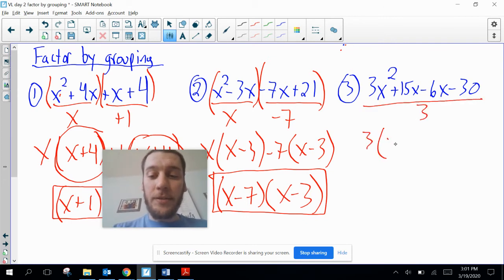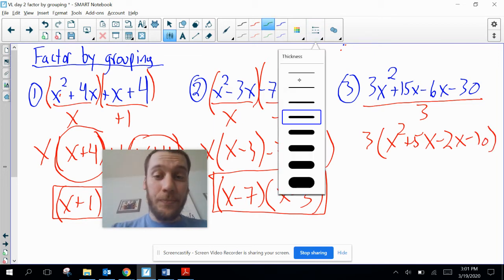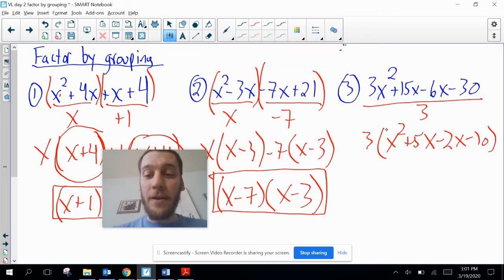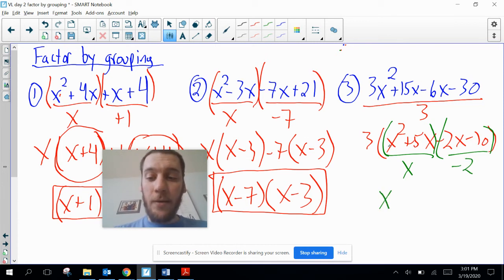And what's left is x squared plus 5x minus 2x minus 10. And now I'm looking to go into my grouping. I pulled GCF out first. Now I'm looking to group these. So GCF, the first one is x. Over here is minus 2. So we've got x, and then what's left is x plus 5. Over here, minus 2. What's left is x plus 5.